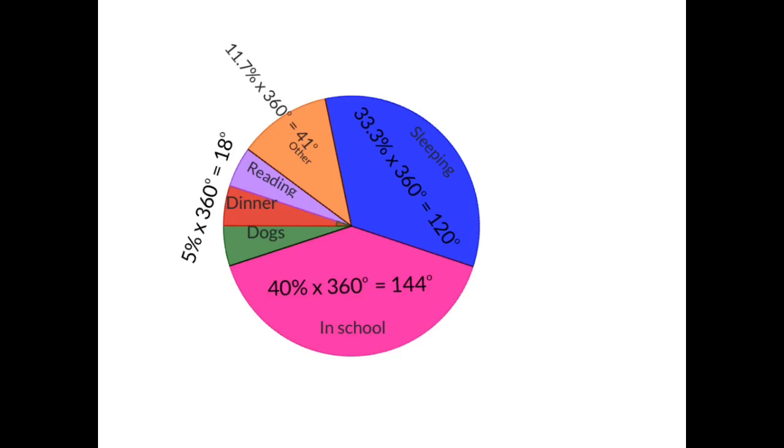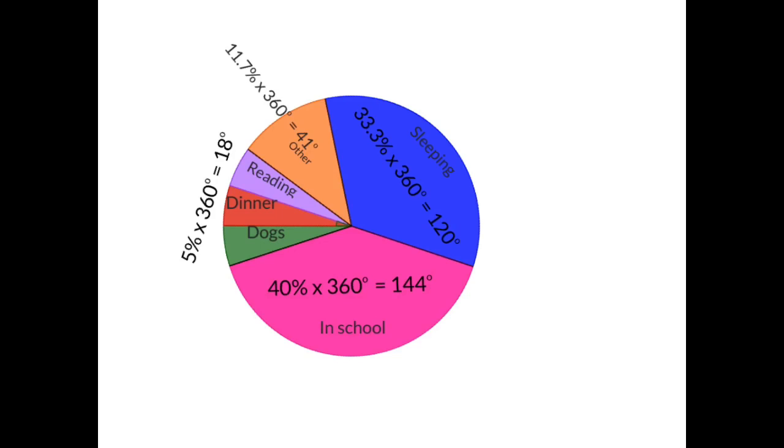So when I'm finished, I end up with a pie chart that looks like this. Here we have the part of the day I spend sleeping, so a third of 360 degrees, 120 degrees. Here's my 40% in school, which came to 144 degrees. 5% of 360 is 18 degrees, so I've got 18 degrees for the dogs, 18 degrees for dinner, 18 degrees for reading, which leaves me with 41 degrees, which represents the remaining 11.7% of my day, which is spent doing housework, watching TV and everything else.